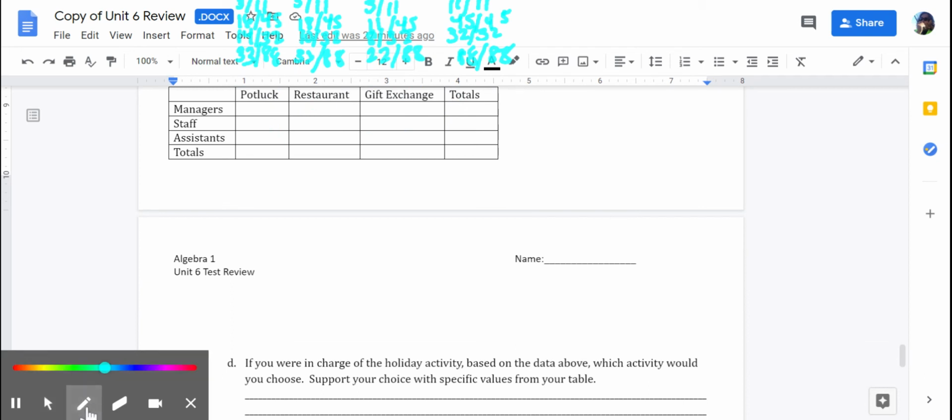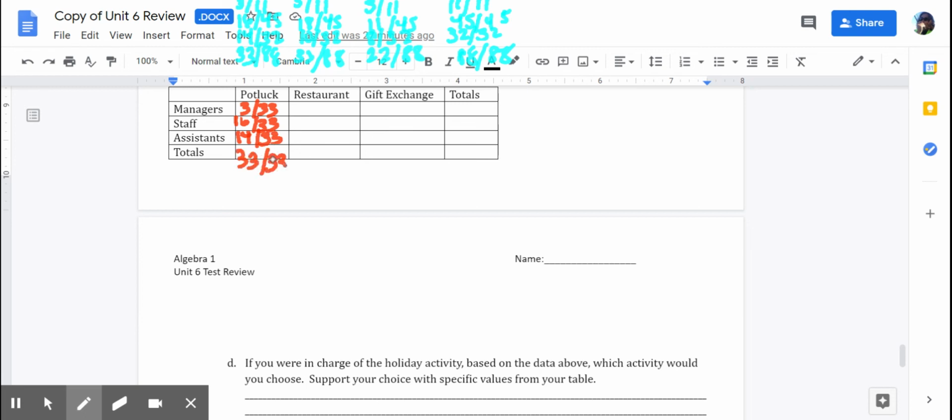Okay, now that you've done the relative frequency by row, it is now asking us to do relative frequency by the column. So I'm just going to look. There were 3 managers out of a total of 33. And then I'm just going to go down the column. So we have 16 divided by 33, 14 divided by 33, and finally 33 divided by 33. Again, you're going to divide these and then multiply by 100. For a restaurant, 5 out of 33, 18 out of 33, 10 out of 33, and 33 out of 33.